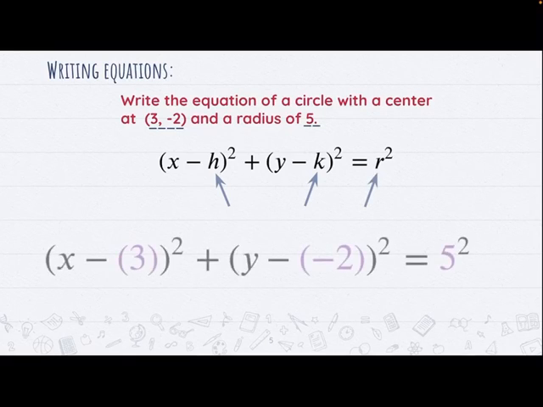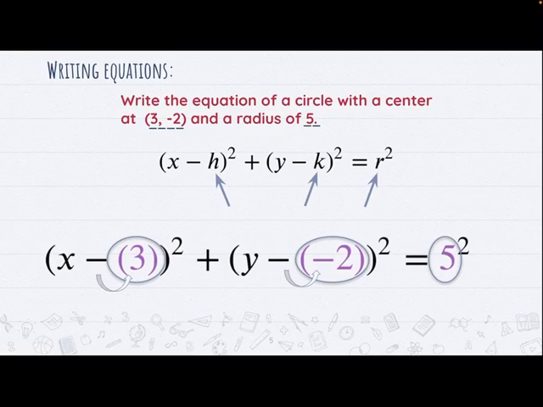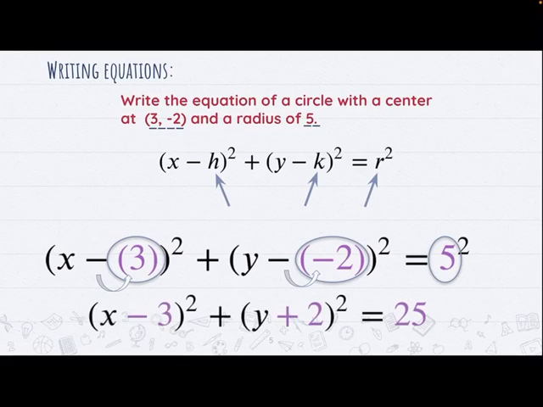So when we plug in those values, I wanted to show you in parentheses what we're plugging in, because as we've talked about, those signs are always going to change. So we plugged in a +3, but since it's x minus h, it's going to end up being x minus 3. Since we plugged in a -2, we're going to have to pay attention that that -2 is going to change to a +2. And at the end, we have 5 squared, and 5 squared is 25. So that's how we write equations when we're given the center and radius. Whenever we plug in that number, it's best to put parentheses first to pay attention to your signs.